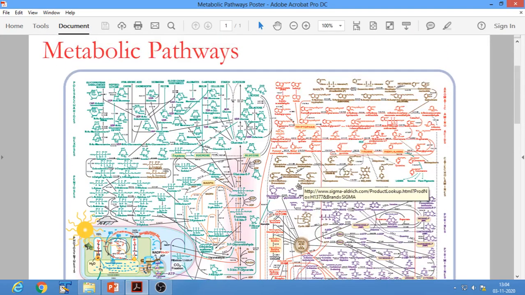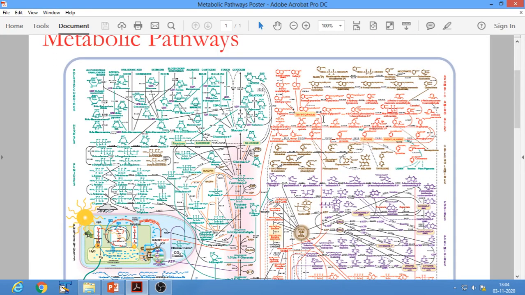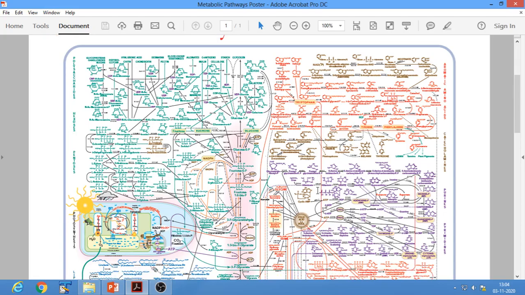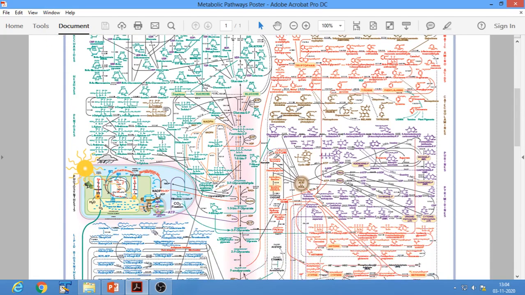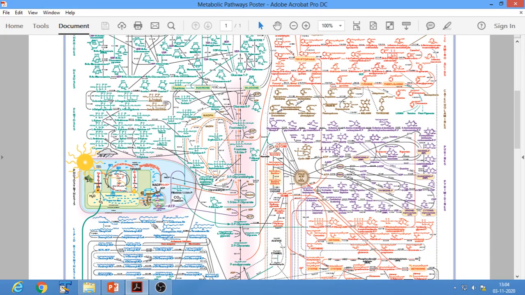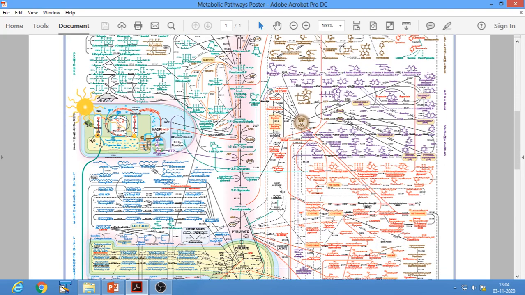This is what computational biology people usually use to intimidate the non-biologists who have just come into biochemistry or computational biology. Okay, so I would just like to give you an idea of the entire metabolic view, how metabolism is organized in cells as such.